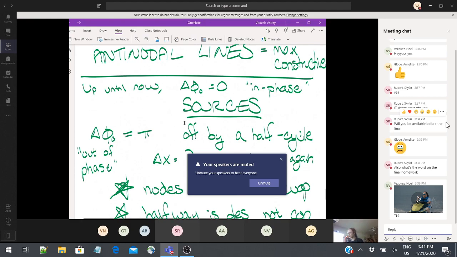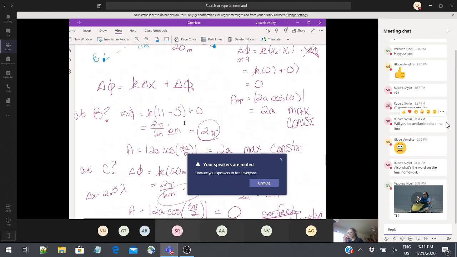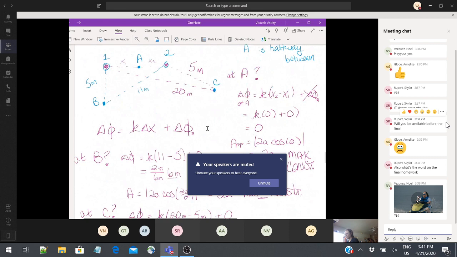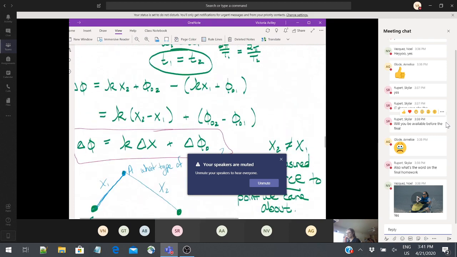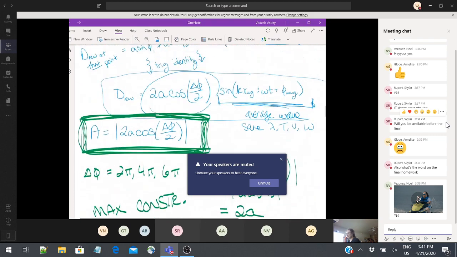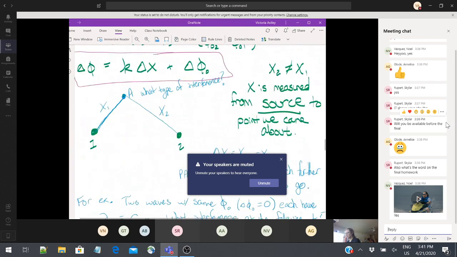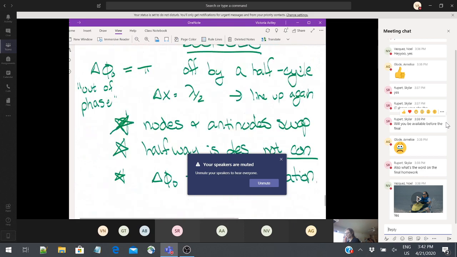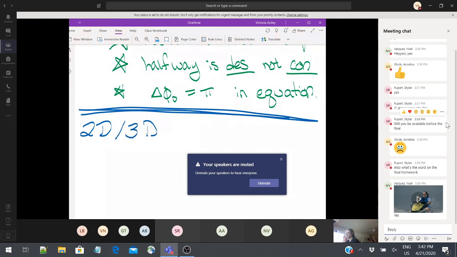And we had some equations for that. Finding delta phi was our big one, and then also using that to calculate the amplitude. Okay, so we're going to do a few more examples for this. So we talked about 2 dimensions. Same idea as 3 dimensions, really.